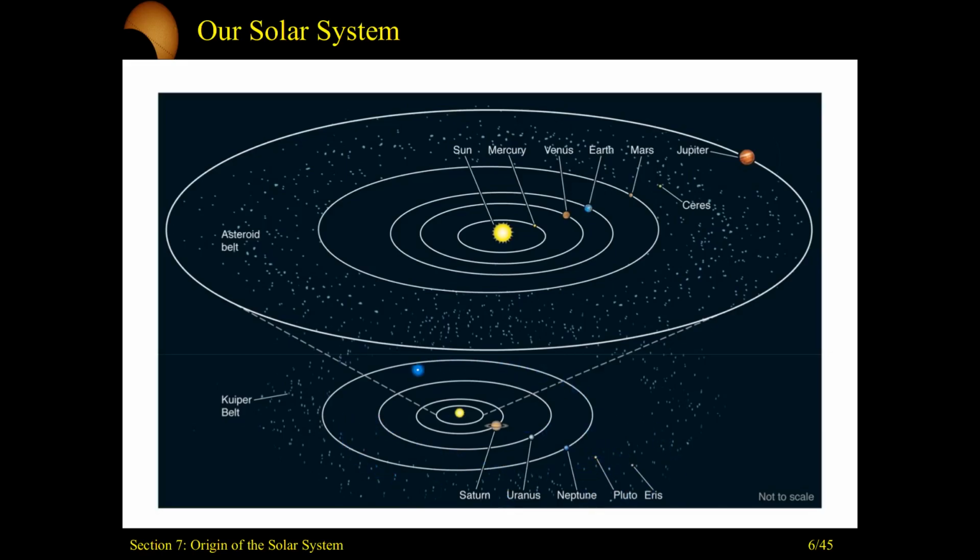Kuiper belt. And what we're going to ask ourselves is, what's with this distribution of matter? Why do the planets line up this way? And are there any patterns that we see in the planets?